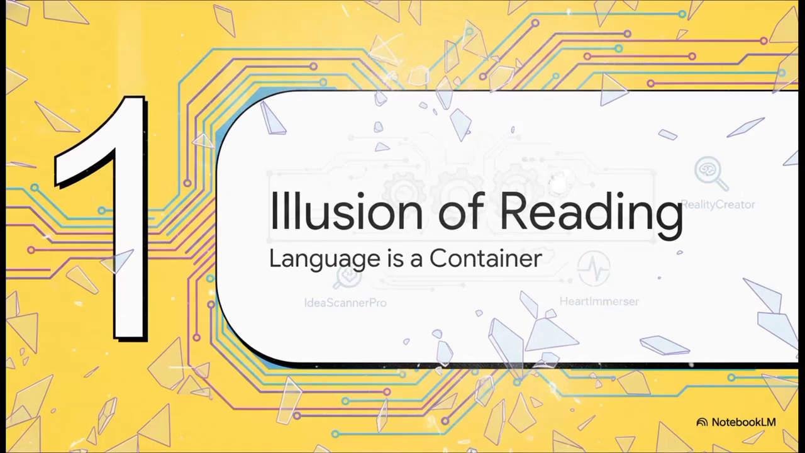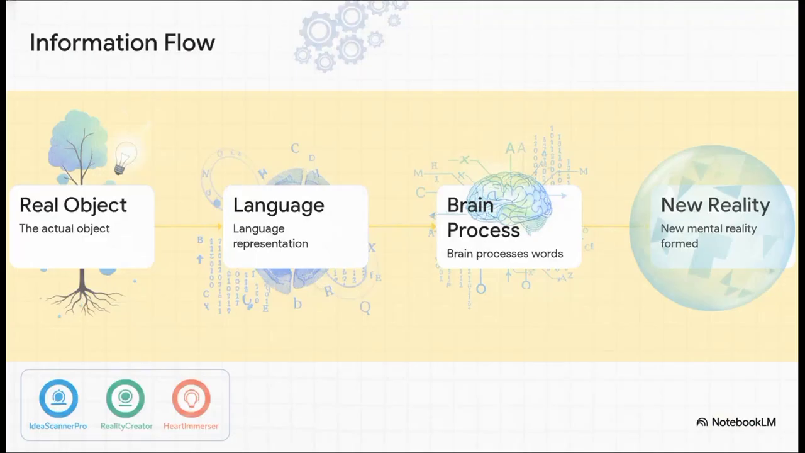All right, Section 1, the illusion of reading, where we'll see why language is really just a container. Think about the true flow of information for a second. Language is literally just the delivery vehicle, transporting a reality from the author's mind directly into yours. It all starts with Step 1, a real object or concept. Then, Step 2, the author encodes that reality into language. Next is Step 3, where your brain processes those words. And finally, Step 4, the ultimate goal. A brand new mental reality is formed in your head.